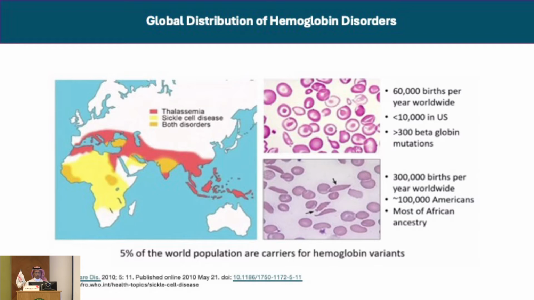Now, for thalassemia, there are 60,000 births per year and around 300 beta globin mutations. That tells you the complexity of this disease, especially for preventing disease in couples who are interested in having a healthy child. The magnitude of sickle cell is even larger, with 300,000 births per year. In our country, as Dr. Mohammed mentioned, we have an estimated 90,000.